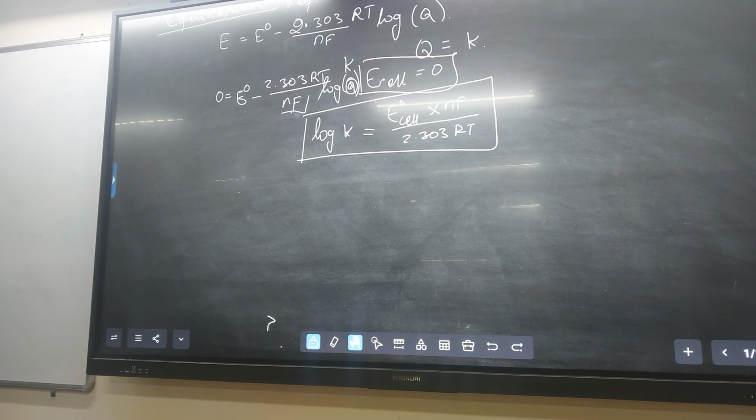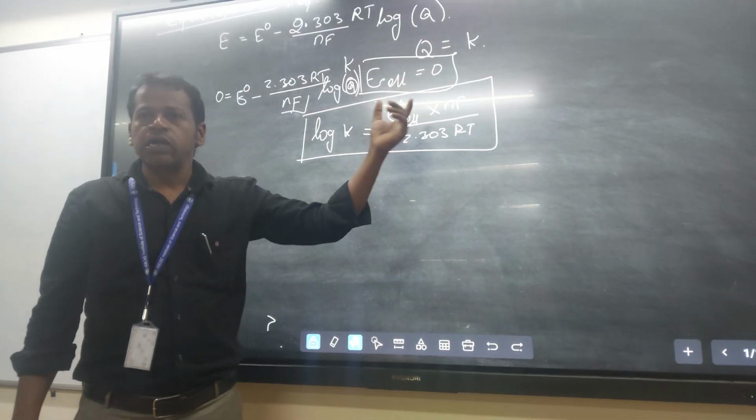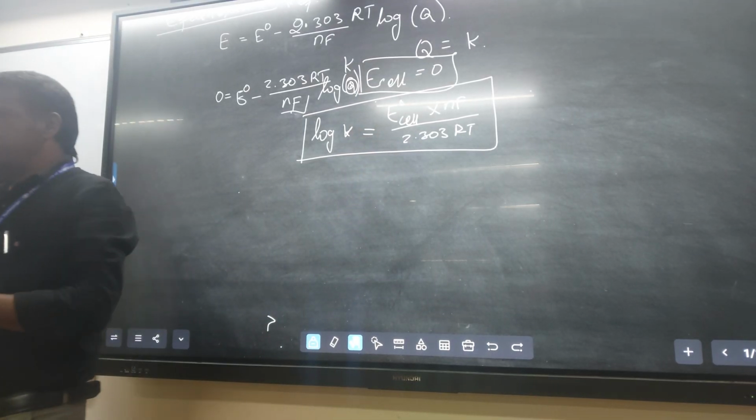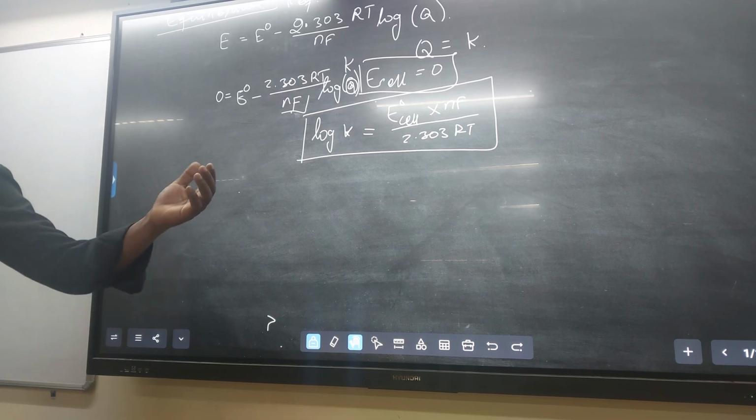So for example, if we take a Daniel cell, if you know the E naught cell, you can find the K equilibrium. E naught cell is given in your tabular column. That is the reduction potential value they gave. And for the Daniel cell, what is the E naught value? The Daniel cell is 1.1 volt. That's what we discussed last class.